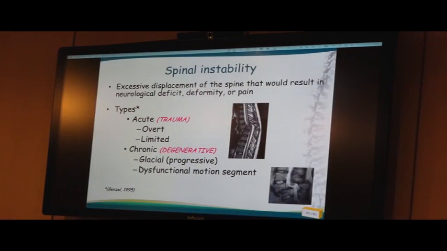Spinal instability can be classified as acute or chronic. This is the most basic but useful classification, I think, of spinal instability. Acute instability could be overt, like that, or limited: some small disruption of the ligaments, but there is no dislocation. Or it could be degenerative. We say it is glacial, like icebergs, slowly moving, or a dysfunctional motion segment. It is not seen on the X-rays, but it is detected clinically.